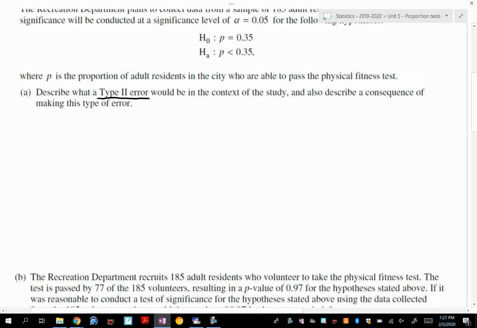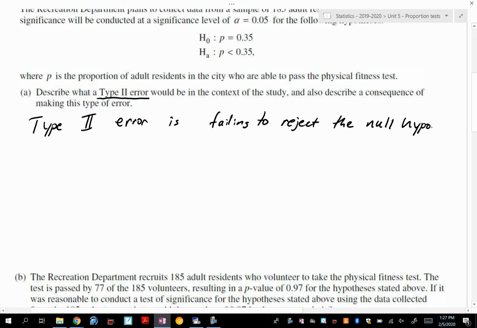Okay, so in the context of this problem, and then what would be the consequences of that? So what I'm going to first do is write down, you don't have to write this down yet, what a type 2 error is without any context. Okay, so a type 2 error, and again, you can write this down or not, it's up to you, is failing to reject the null hypothesis when you should have rejected it.